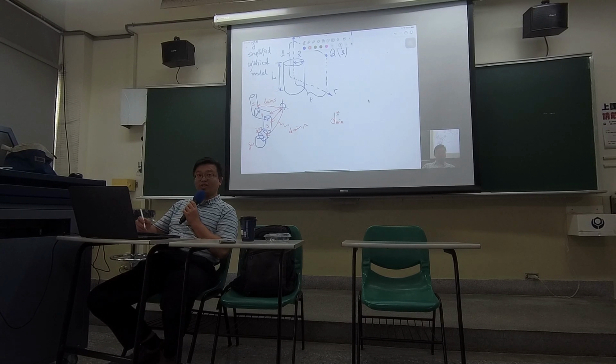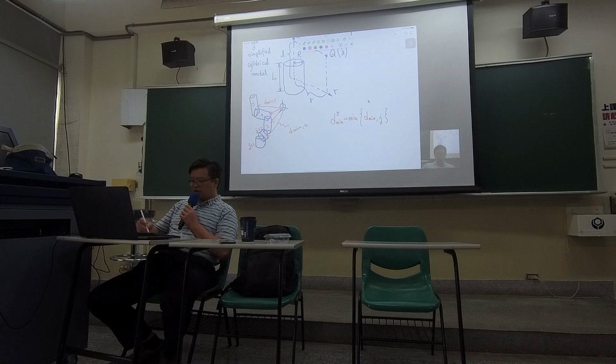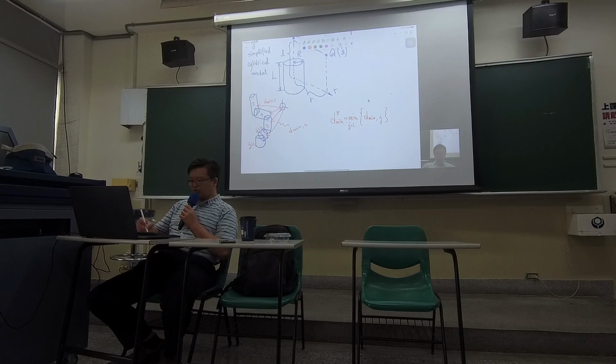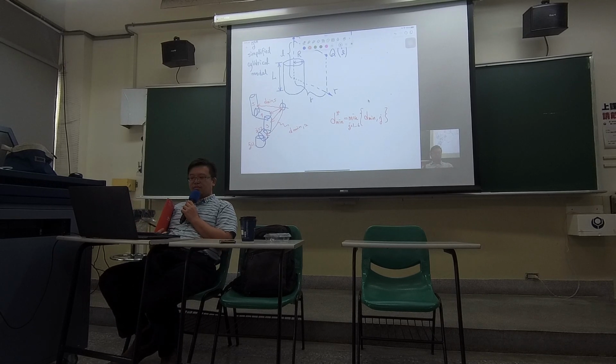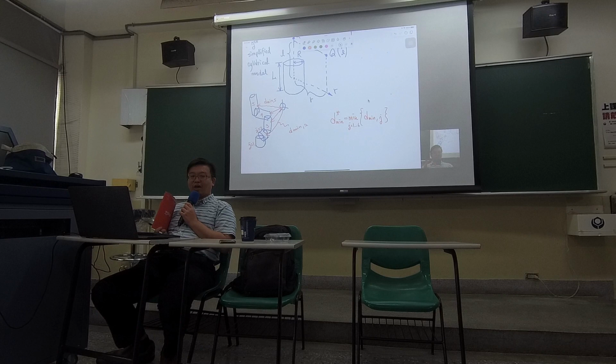The star represents the overall minimum, which equals the minimum of D minimum, comma, J, where J goes from 1 to 6. So the smallest one is my overall shortest distance between the obstacle and the entire arm.